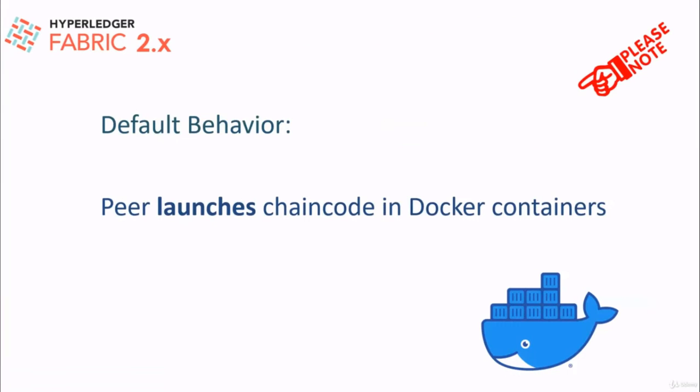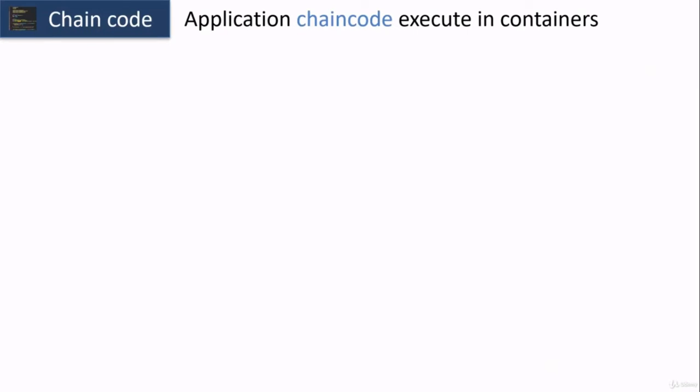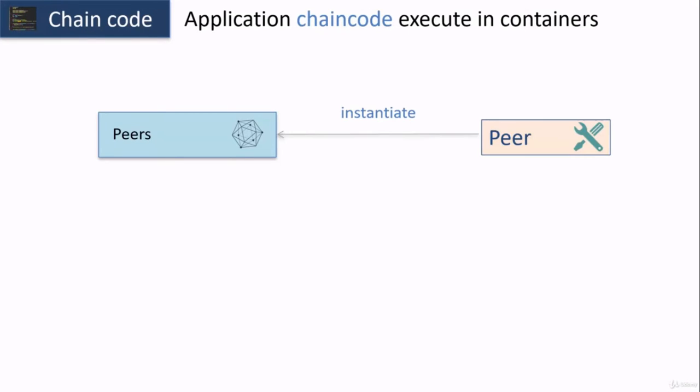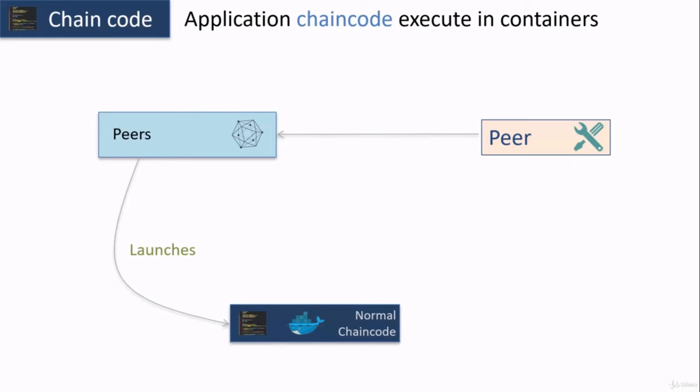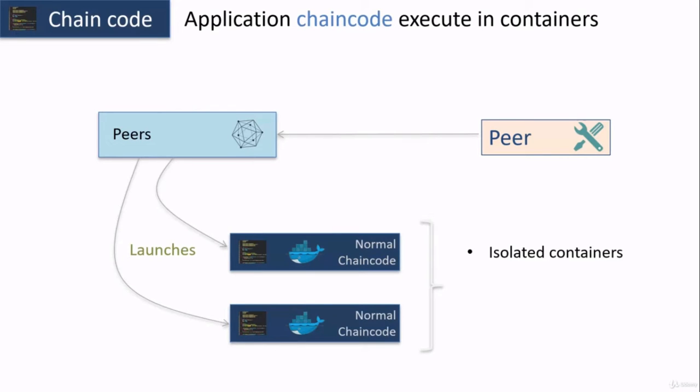Please note that if you haven't modified the options for the launch and build of chain code, then the peer will exhibit the same behavior as Fabric 1.x. The application chain code is executed in Docker containers. What that means is that when the chain code is instantiated, the peer launches a Docker container and deploys the chain code in that container. These containers are isolated from each other. In other words, the chain code in one container does not have any knowledge or access to any chain code in other containers. And each of these containers and chain codes are bound to channels.